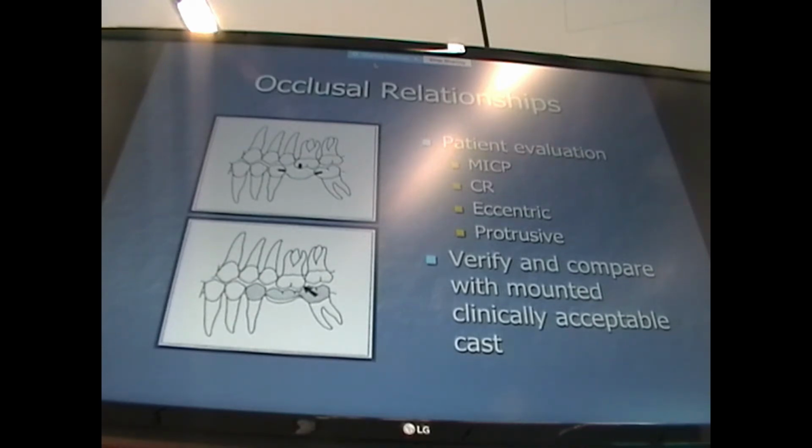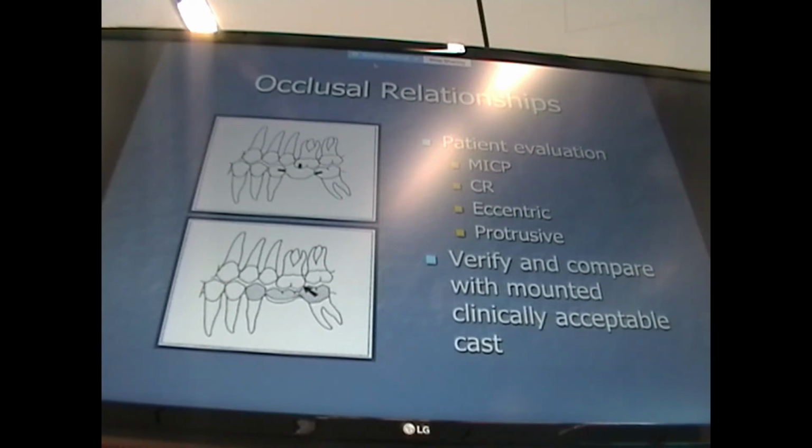Centric relation. Centric relation refers to the position of the condyle within the glenoid fossa. It is the hinge axis around which the mandible rotates. This is what you have to know. You have to capture the centric related position. There are many, many ways to do this. We're not doing it today, but if you're mounting a case, it has to be in centric relation.